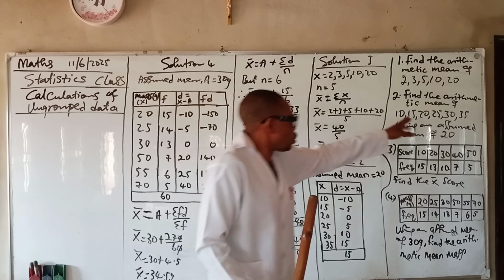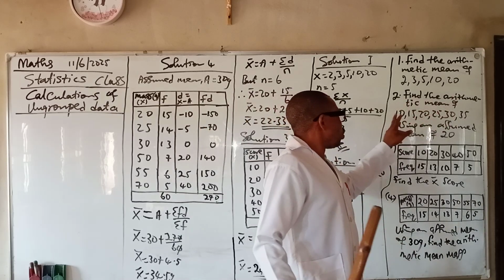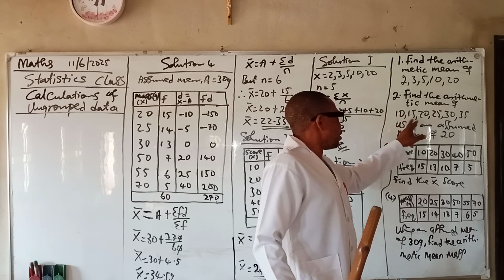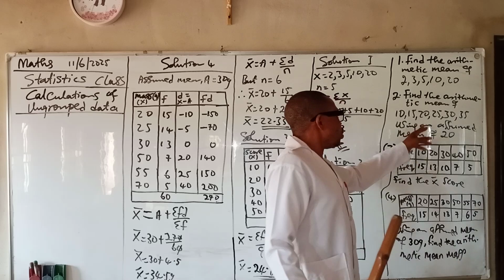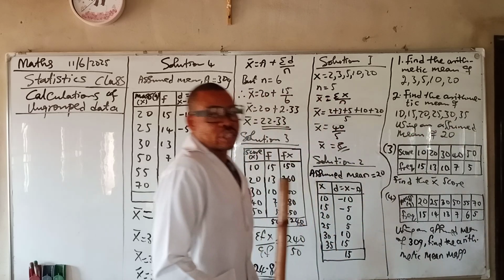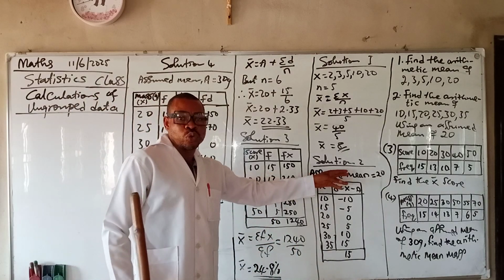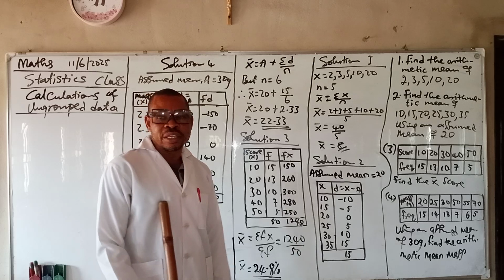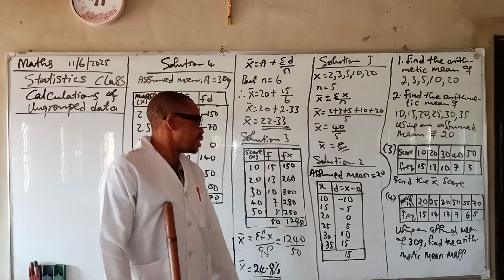Then in number 2 solution, we have assumed mean. In the question we have: find the arithmetic mean of 10, 15, 20, 25, 30, 35 using an assumed mean of 20. So in the solution to number 2, see how we make a table to calculate it.